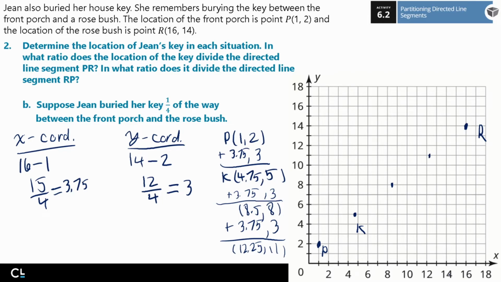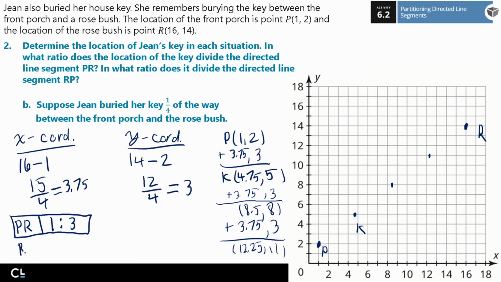We divided it. Now you don't have to do this. The reason I'm doing this is for the part that follows. It asks us what are the ratios for the directed line segment PR, and then the directed line segment RP. If we put PR here and want to find the ratio, if I start at P and go to R, how many chunks are before K? We get 1. And how many are after? 1, 2, 3. So 3. A 1-to-3 ratio for PR.